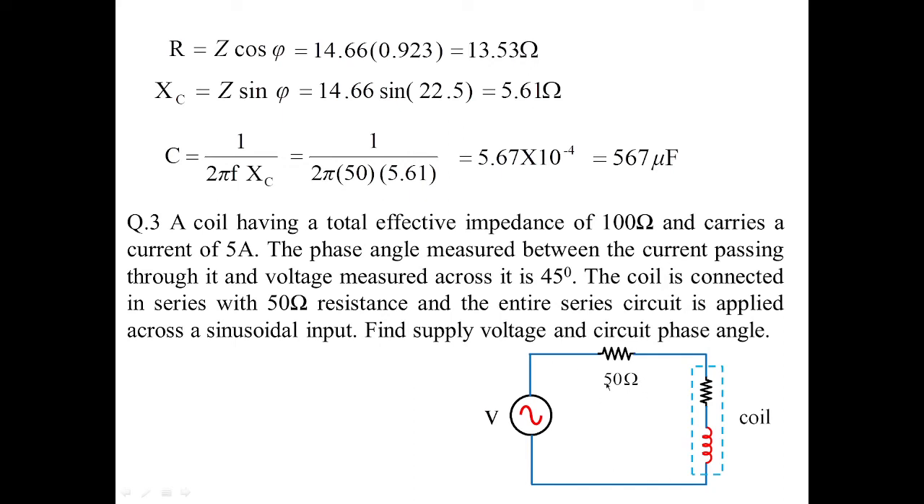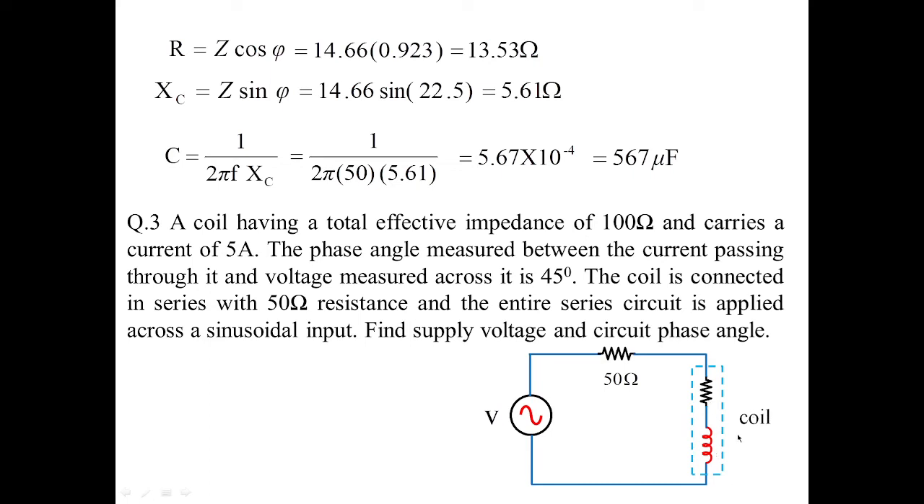So in fact, this is the circuit according to the given description of the problem. You have voltage in series with 50 ohms, given as 50 in series with the coil. So this is a coil. A coil is supposed to consist of a resistor and an inductive circuit. So you have the resistance of the coil as well as the inductance of the coil.